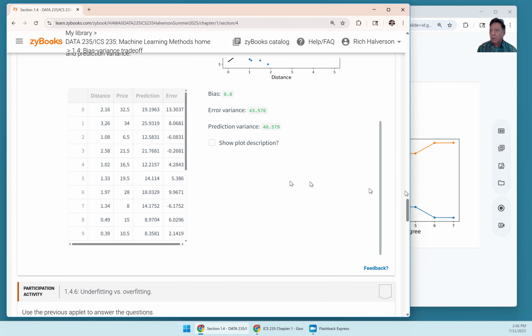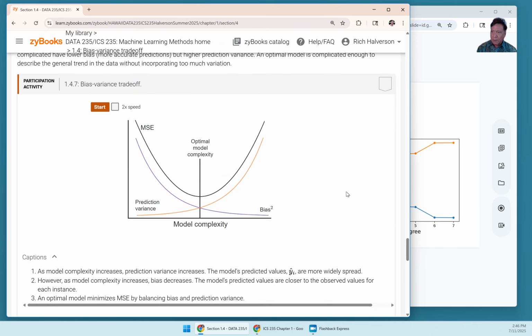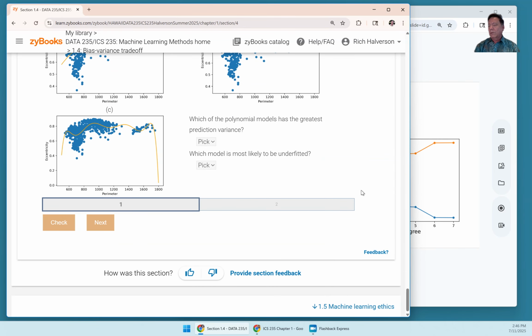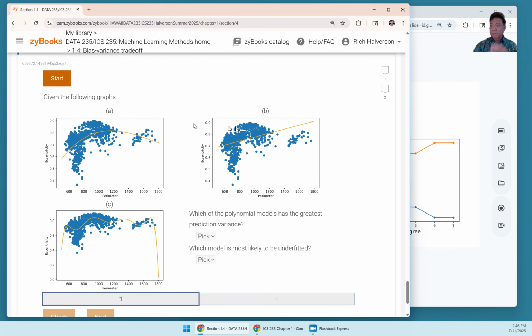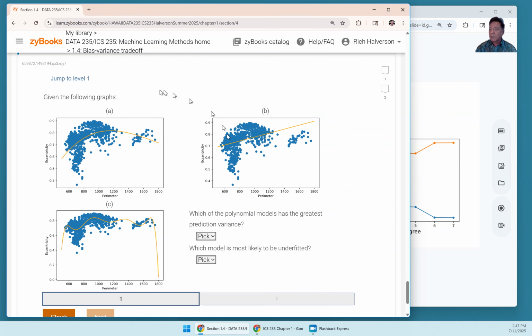All right, so go through this, go through the challenges. You don't have to understand any of this yet. And then here's a nice graph, and after a while you'll learn what that is. Here are some nice graphs to show you what all these mean. Decide which of the polynomial models has the greatest prediction variance. Well, prediction variance increases when the polynomial degree increases.